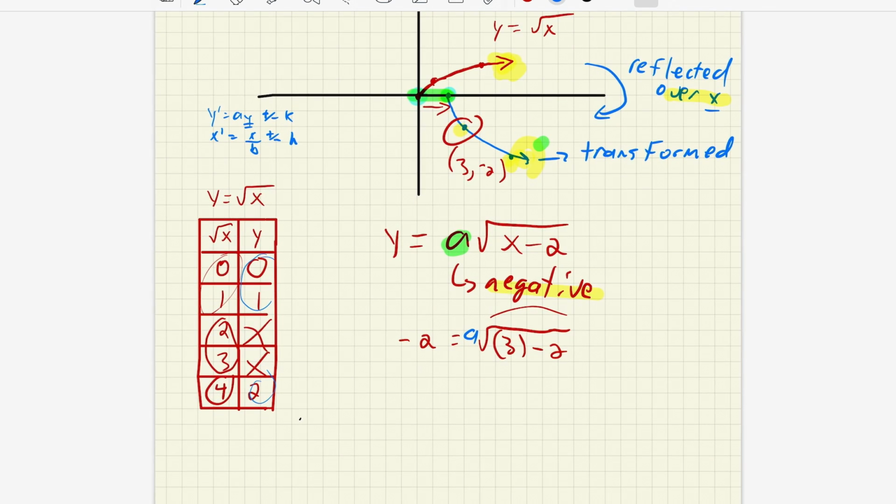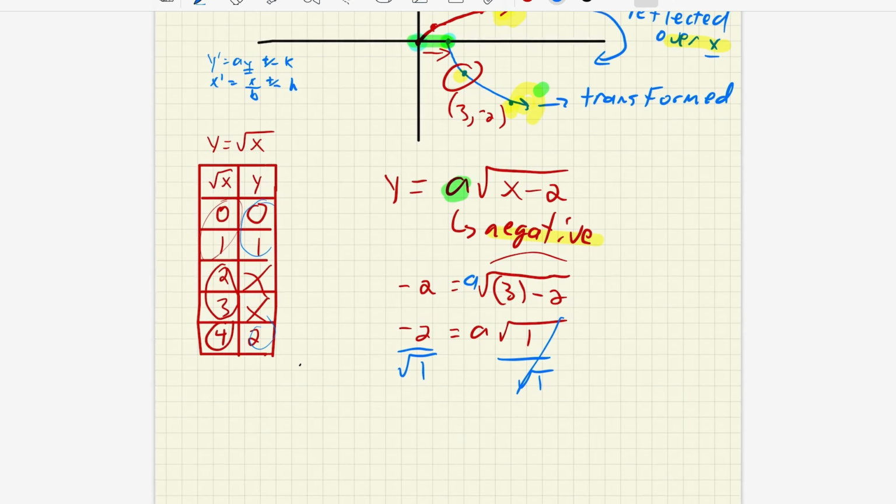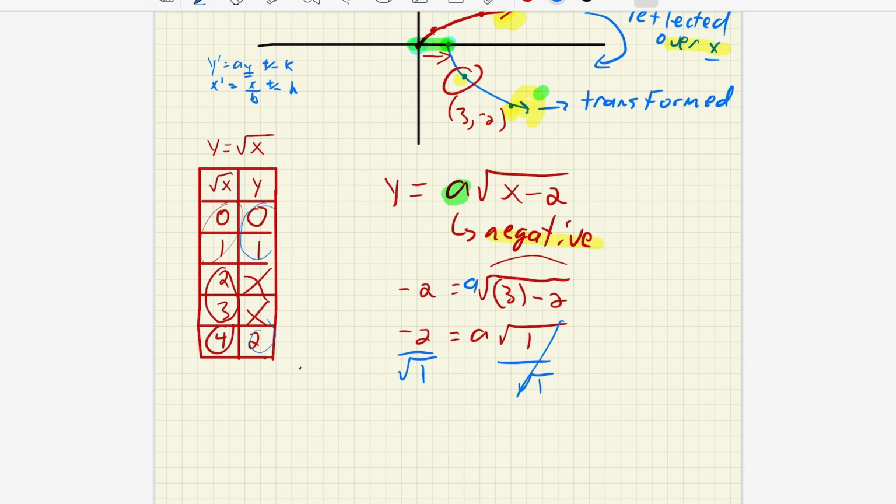So we're going to go negative 2 is equal to a and then root 1. Now what I can do is, to remove the root 1, I could just divide both sides by root 1, which cancels it on this side, and negative 2 divided by root 1 is just going to be negative 2, and that's the value of a.